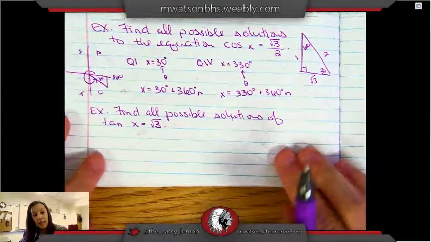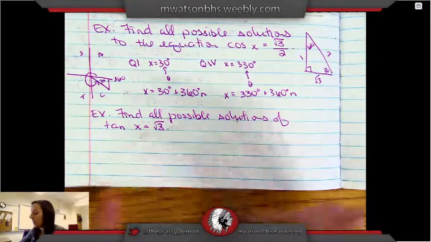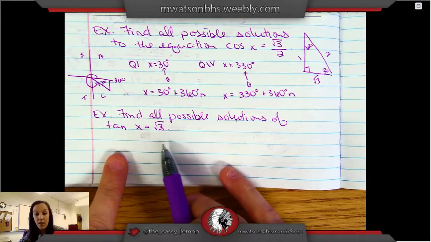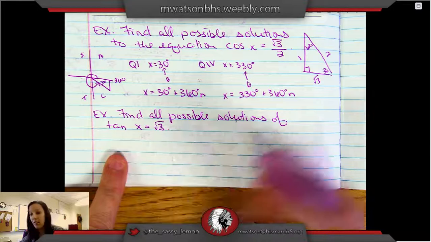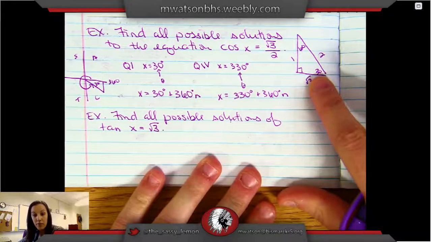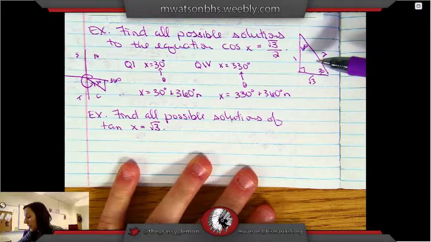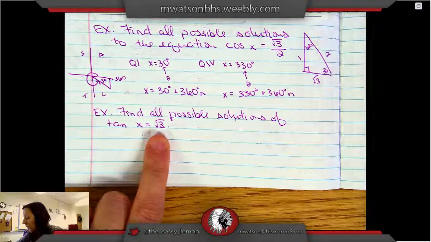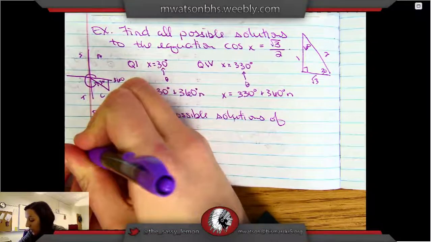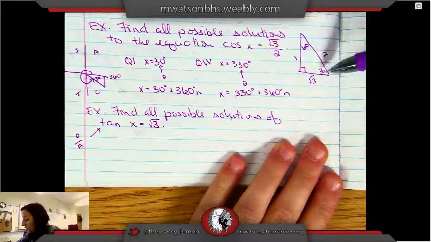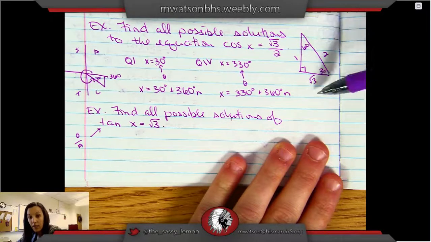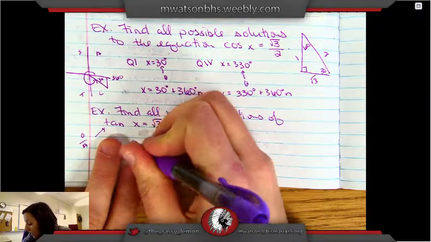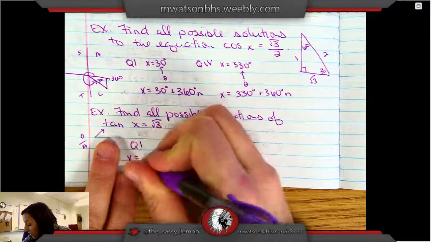Okay, so now let's take a look at a tangent example. So we're going to find all possible solutions of tangent of x equals the square root of 3. So again, square root of 3, that should look familiar. That's using our 30, 60, 90 triangle. So from which angle is tangent equal to the square root of 3 over 1? Well, I know tangent is opposite over adjacent. So I look here and I say, okay, which one has opposite over adjacent? It's going to be 60 degrees. So I know that in quadrant 1, x equals 60 degrees.